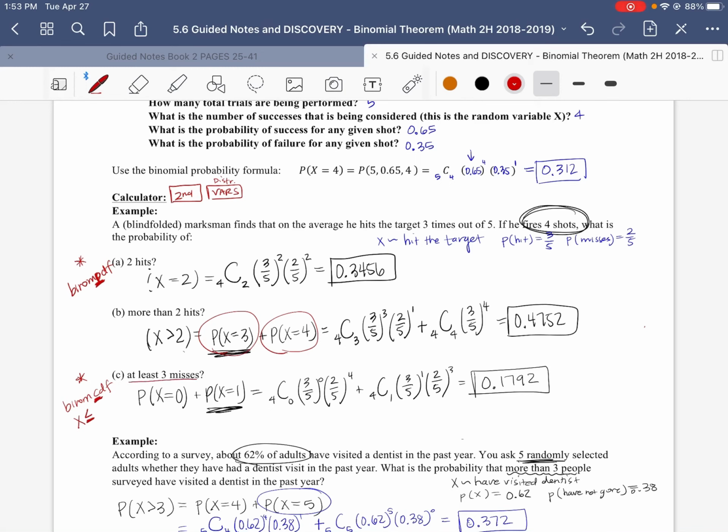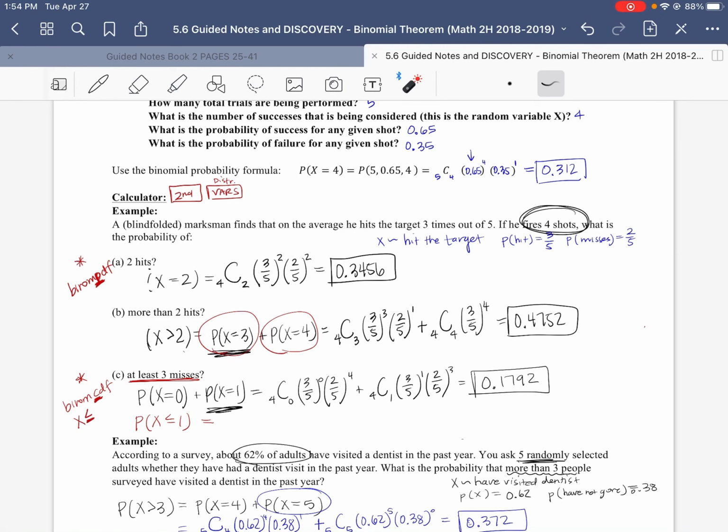This says at least 3 misses. So our probability of success was hits. So at least 3 misses means, like we talked about before, that you hit 0 times or 1. Another way to state that is that your number of hits had to be less than or equal to 1. If that's the case, and I know that I want it to count 1 and all the possibilities lower than 1, then I use the CDF. And what it does is it adds all of those together, the value you give it, and every value lower all the way down to 0.